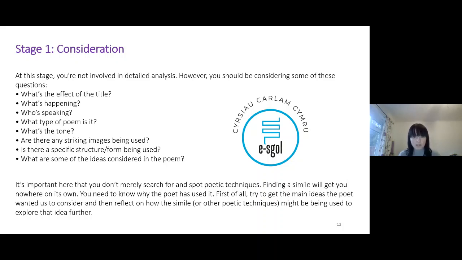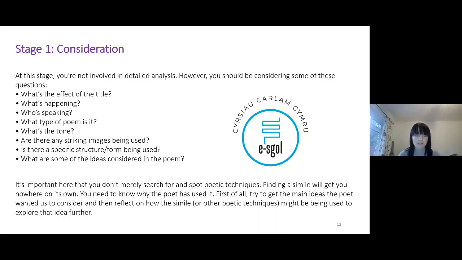Is there use of sonnet, etc.? Okay. What are some of the ideas that are being considered in the poem? All right. So there are things you need to be really thinking about when you're in that stage of contemplation and consideration. It's important here that you don't just search for and spot techniques.